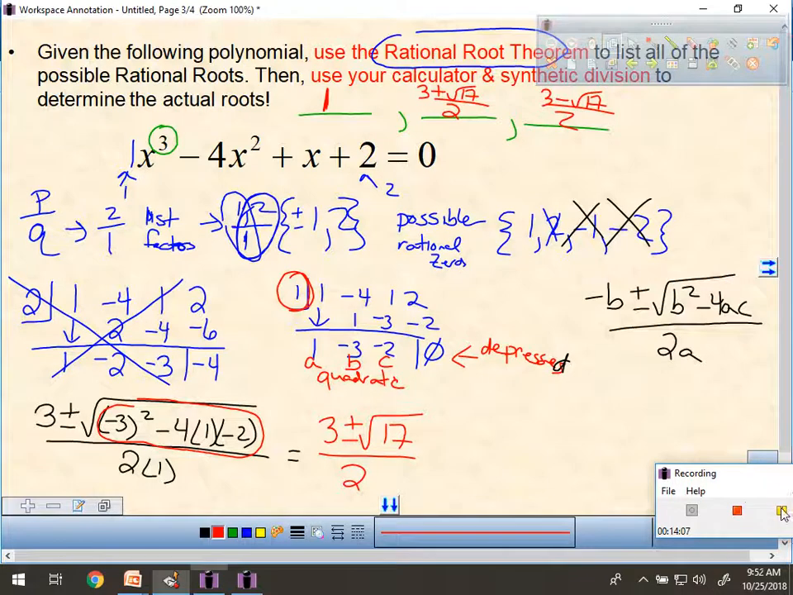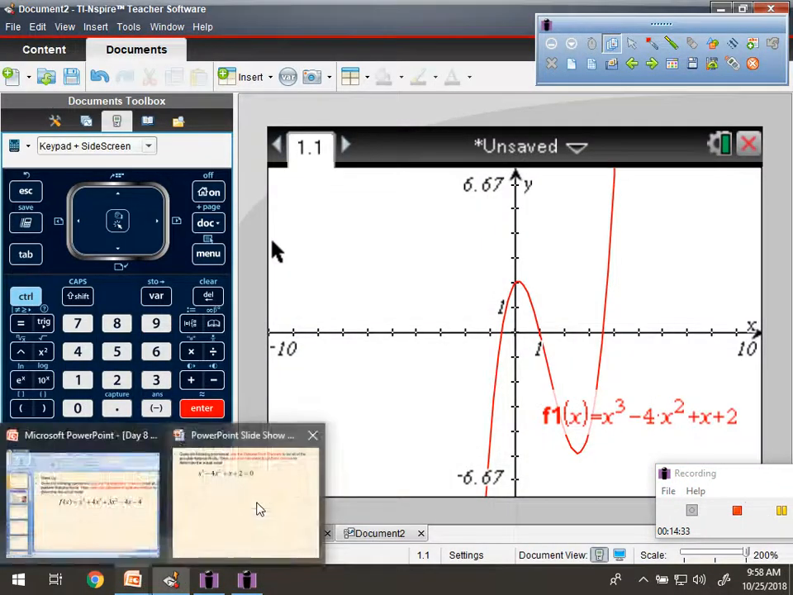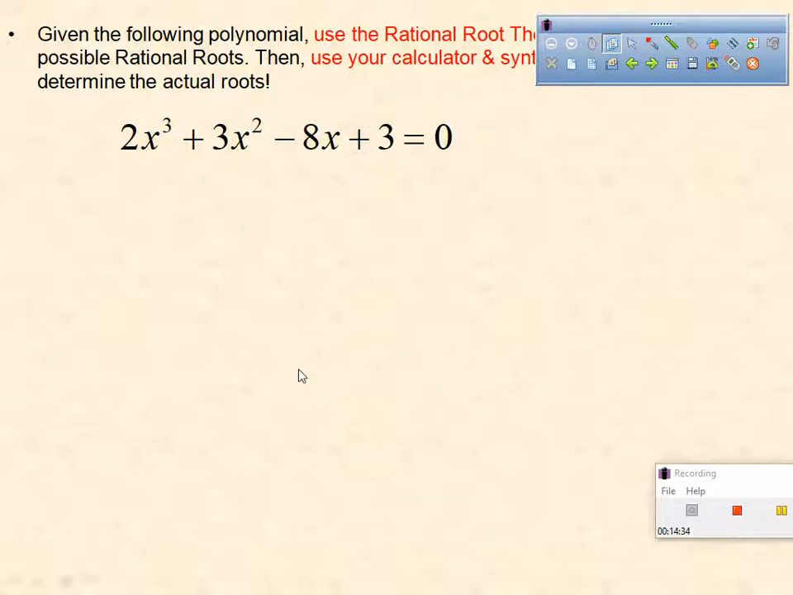And I'm going to take a look at this one. It's 2x cubed plus 3x squared minus 8x plus 3. And yeah, that's fine. So Caroline, that's a new one. Was that the answer? Yeah, that was it. The answer to that last one. All right.